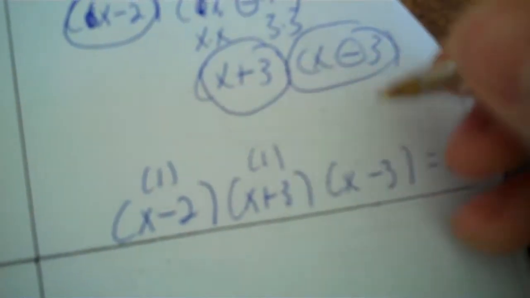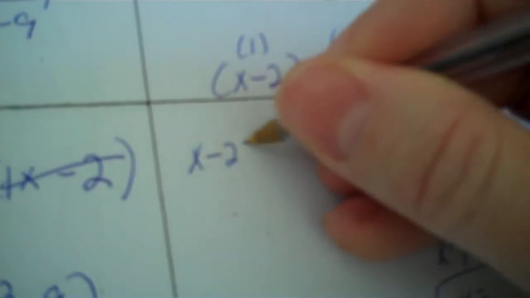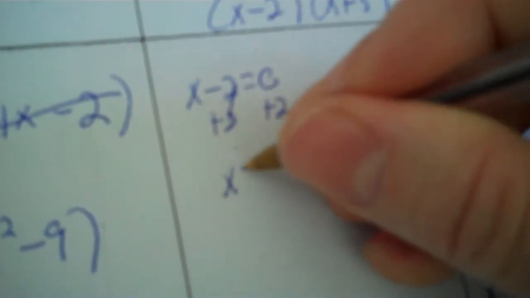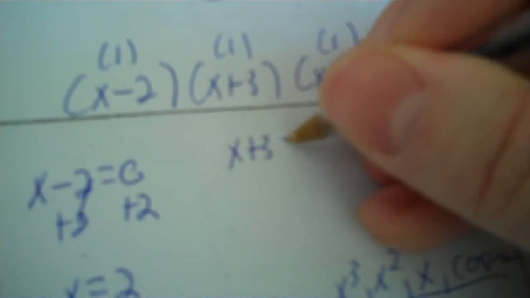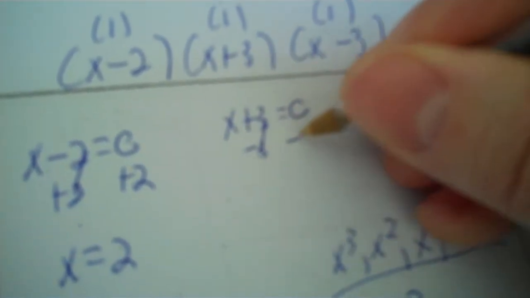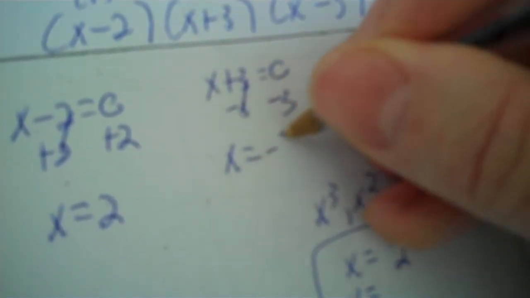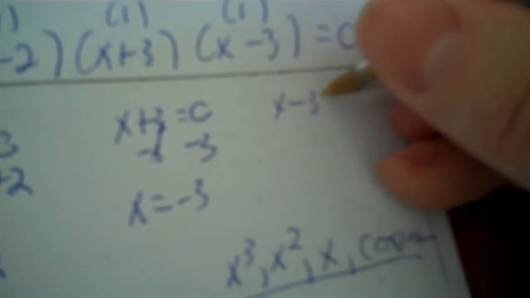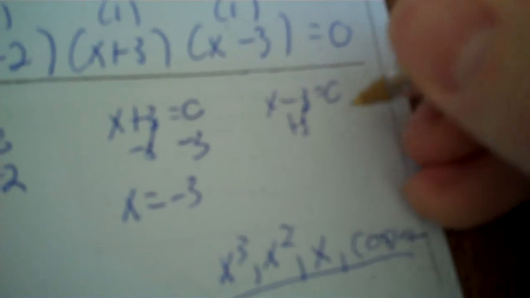Okay, so I get one solution from each of these, because they're all x to the first. X minus 2 equals 0. So x would equal 2. X plus 3 equals 0. So x would equal negative 3. X minus 3 equals 0. And x would equal 3, positive 3.